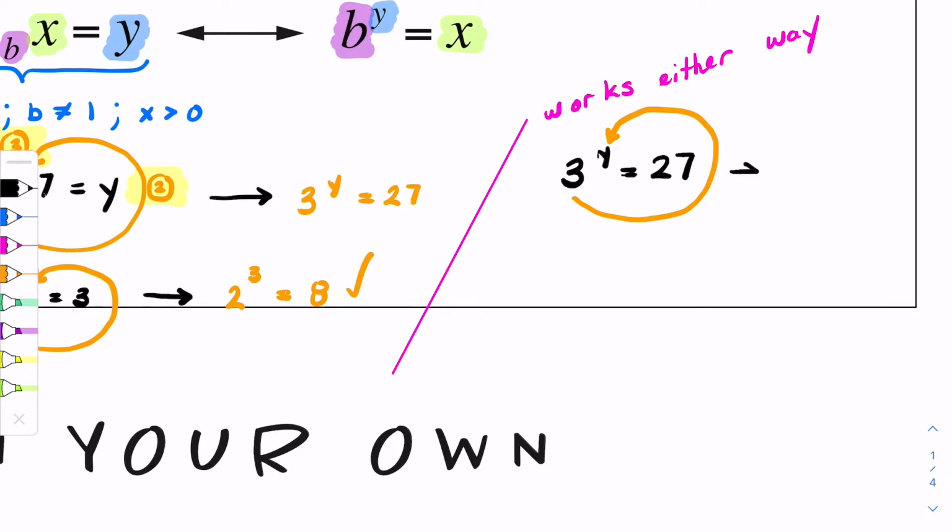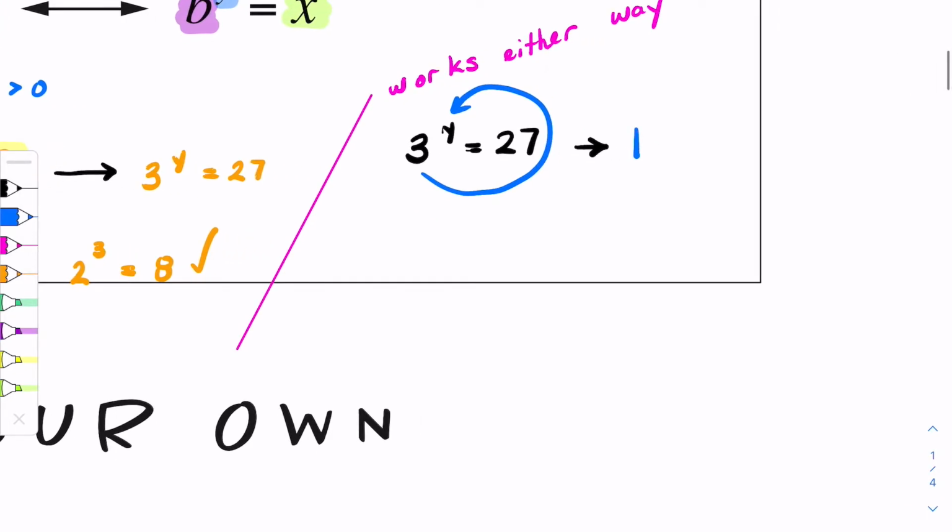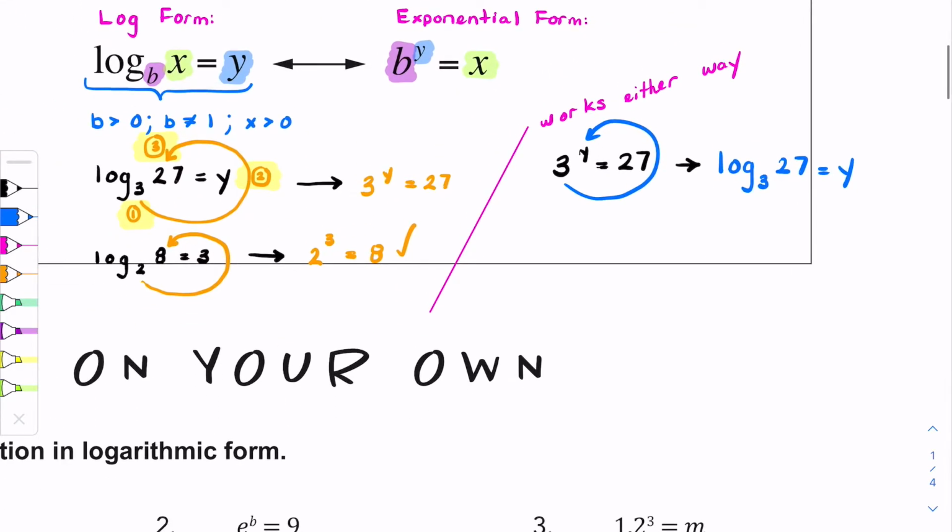If I was to convert this to log form, I know I start with log, and then I start with a base of 3, and then 27, so log base 3 of 27, and your last part is y, equals y. And if you compare that to where you started with, we have this as our answer. Right here was where we started. We converted back and forth a couple of times, but we ended up with the same log function.